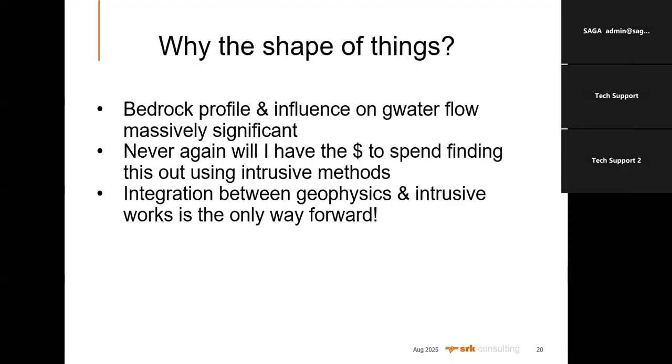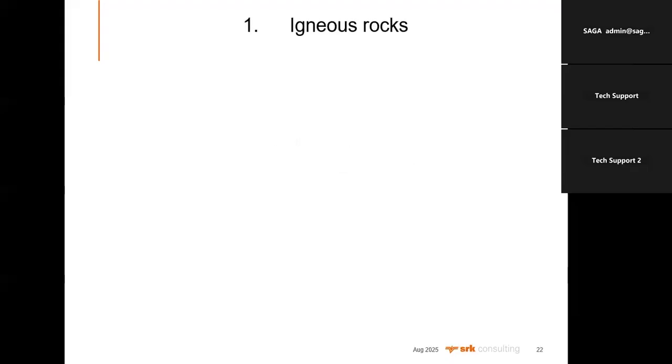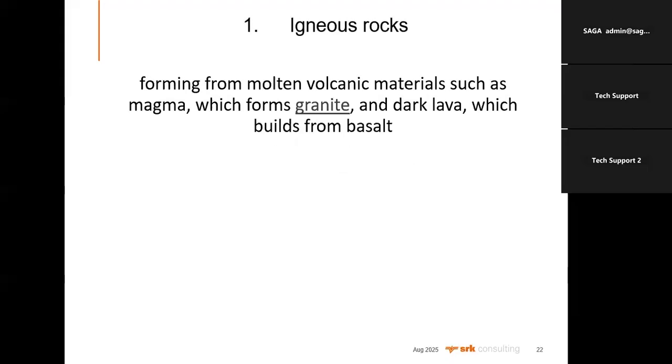And that's where I see the integration between geophysics and the intrusive stuff that we're used to doing coming out, because the shape of that depression could have been found out through geophysical techniques, numerous of them, and probably at a much lower cost.